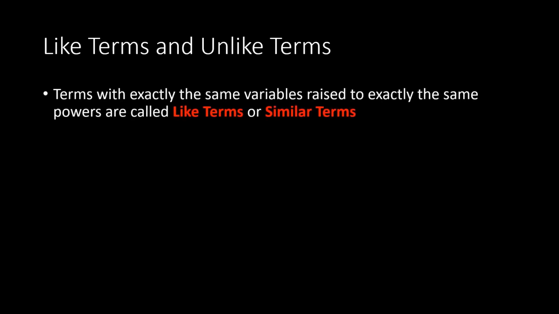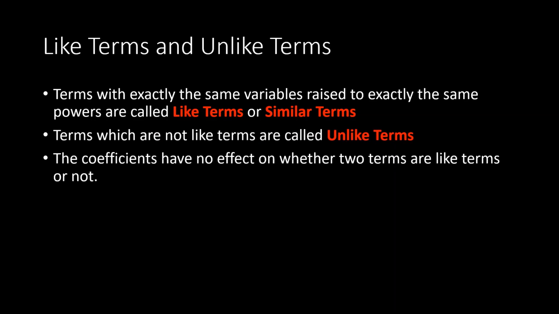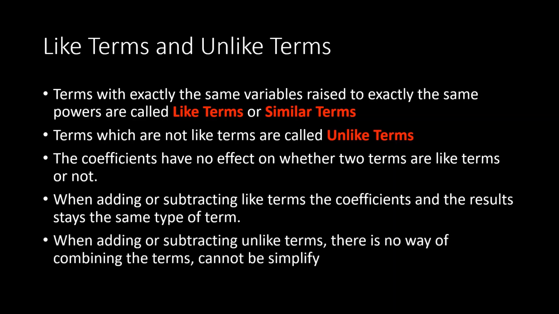Now let's look at like terms and unlike terms. So terms with exactly the same variables raised to exactly the same powers are called like terms or similar terms. Terms which are not like terms are called unlike terms. The coefficients have no effect on whether two terms are like terms or not. When adding or subtracting like terms, the coefficients are combined and the result stays the same type of term. And when adding or subtracting unlike terms, there is no way of combining the terms and they cannot be simplified.